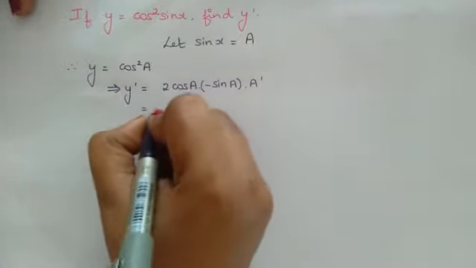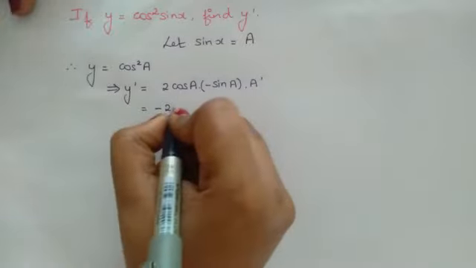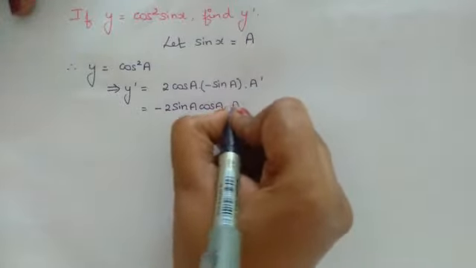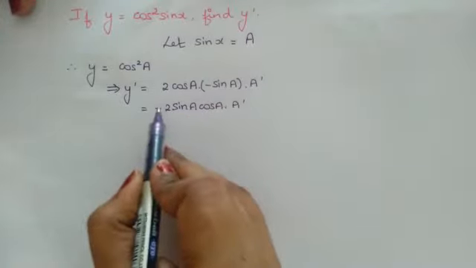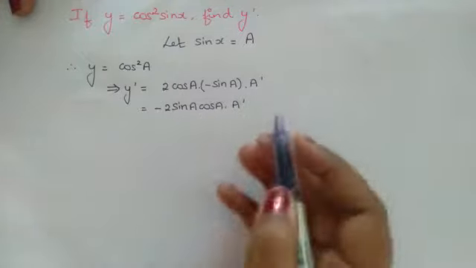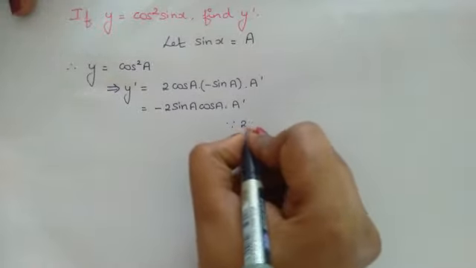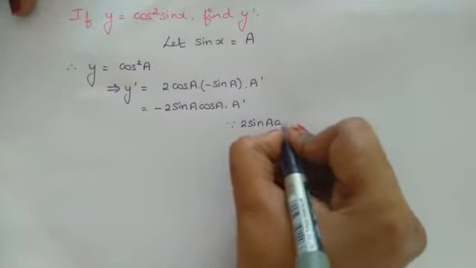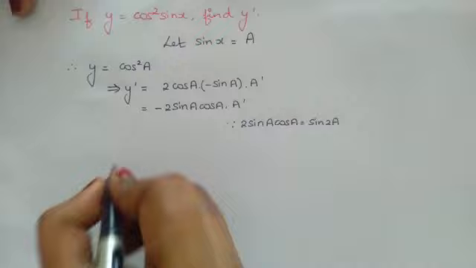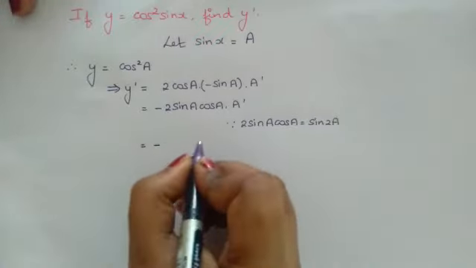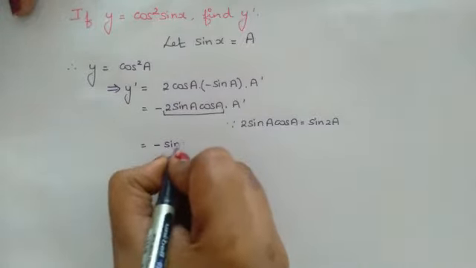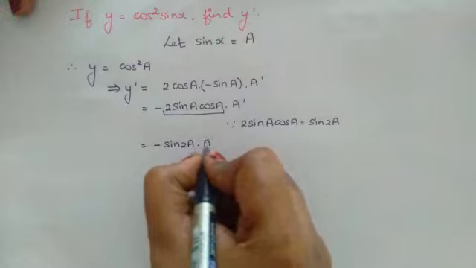So this is going to be minus 2. Let's write the sine function in front: minus 2 sin A cos A into A dash. I brought the negative sign in front, then wrote the sine function first and then the cosine function, because this is similar to the identity: 2 sin A cos A is nothing but sine 2A, am I right? So the negative sign stays as it is, and 2 sin A cos A can be replaced as sine 2A into A dash.